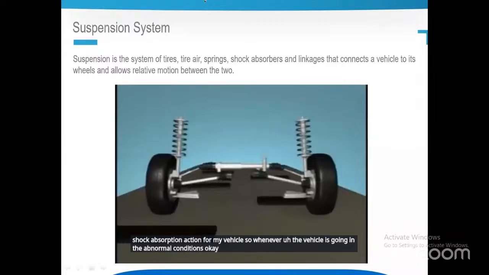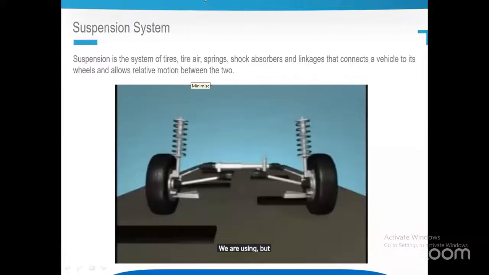No one said that we are not using any ABS in the electric vehicle. We are using it, but to understand it, it will take some time.